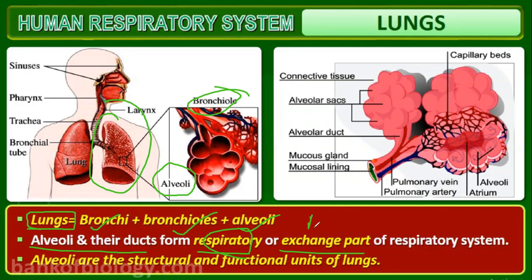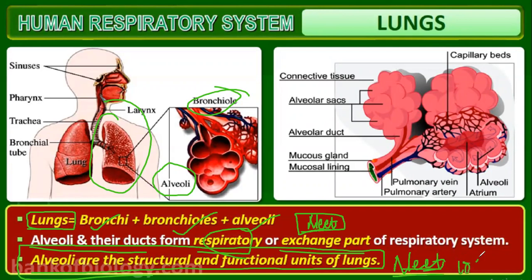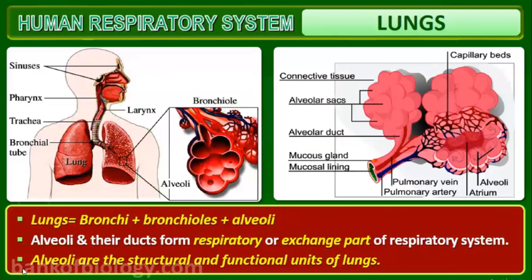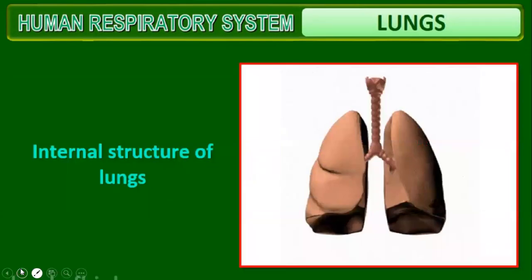The exchange part or the respiratory part of the respiratory system is the alveoli together with their ducts. This is very important. This point I have already discussed: alveoli are the structural and functional unit of the lungs. Another neat question, repeated at least 10 times. So this is the internal structure of the lungs, just an image diagram.